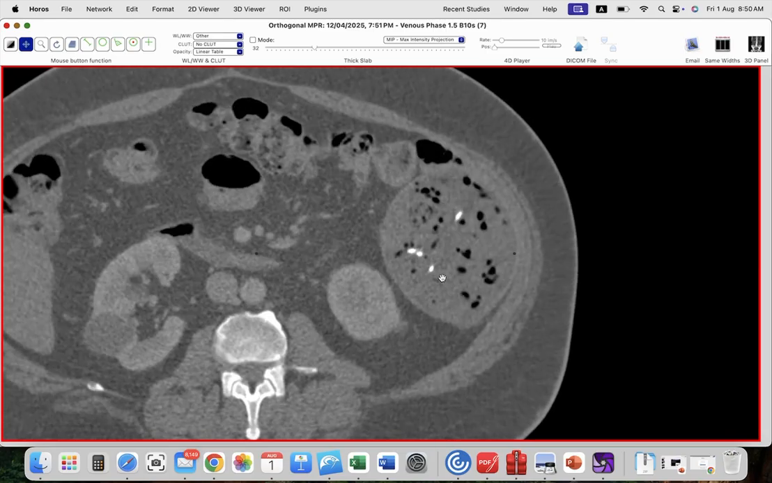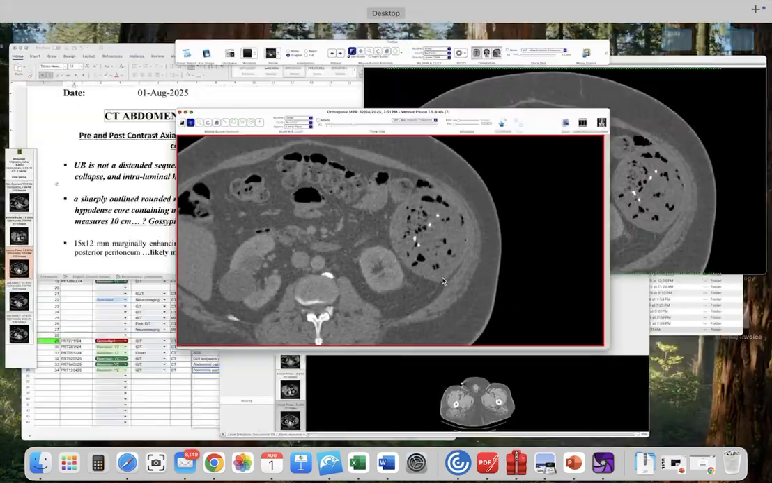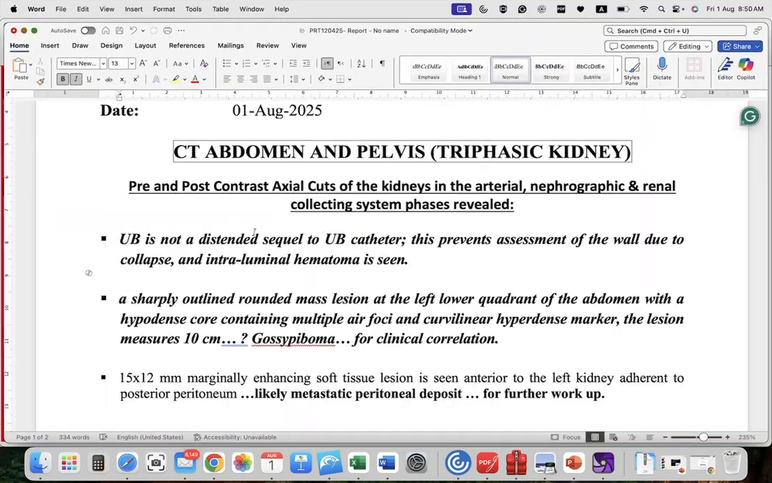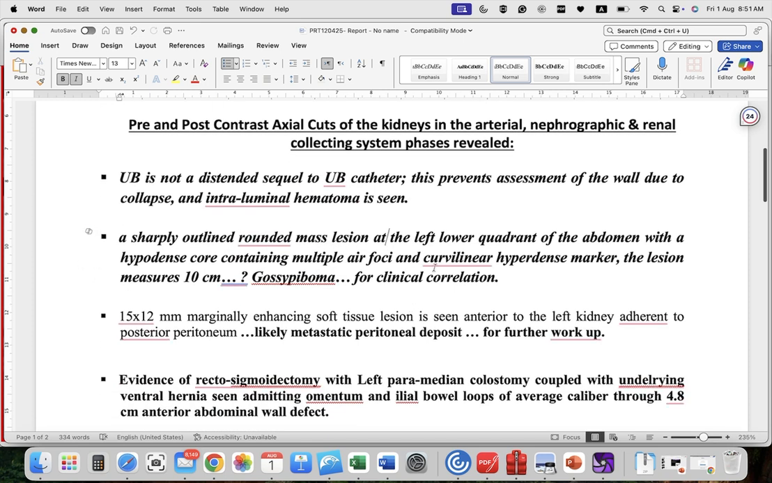Once you start reporting, you will mention in the first paragraph your answer about the primary concern of the study, the urinary bladder and hematuria. Then you will write another paragraph about the very important lesion, which is the Gossypiboma.